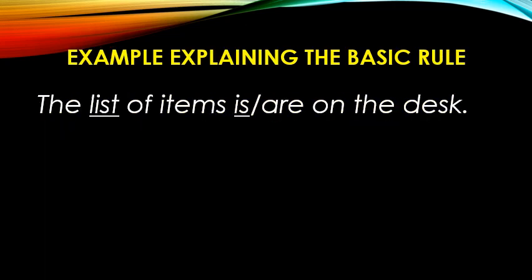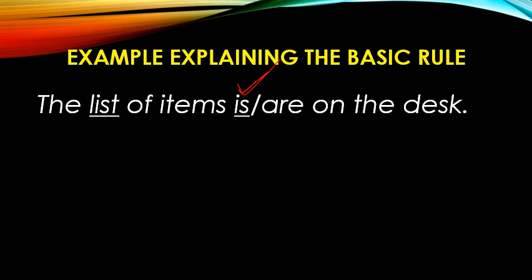Now here we have an example explaining this basic rule. What is the basic rule? Singular subject, singular verb, plural subject, plural verb. Now, the list of items is or are on the desk. What is the correct verb here? What should we use? Is or are? Definitely we should use is because that is the correct answer.